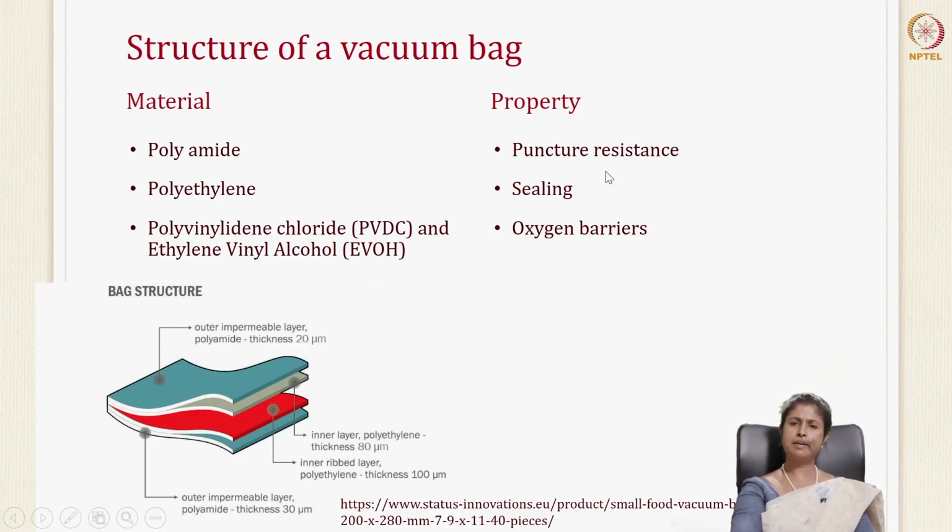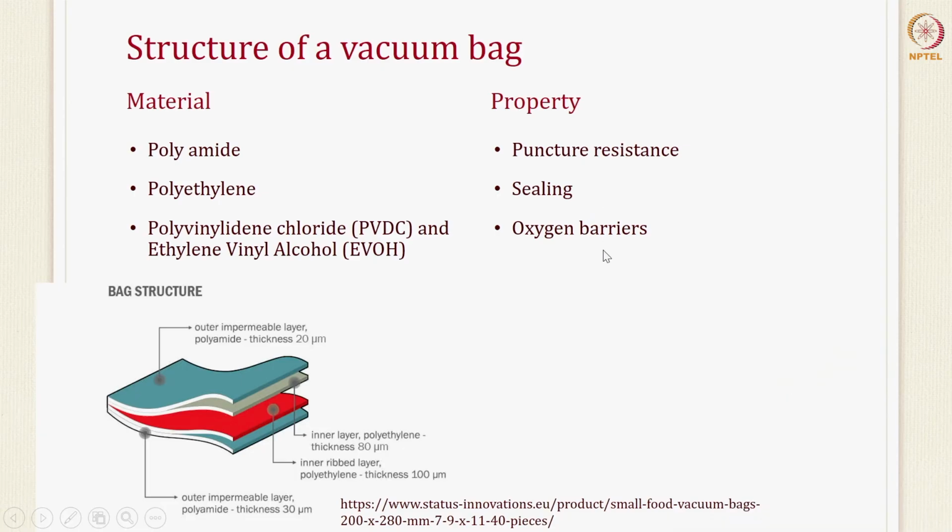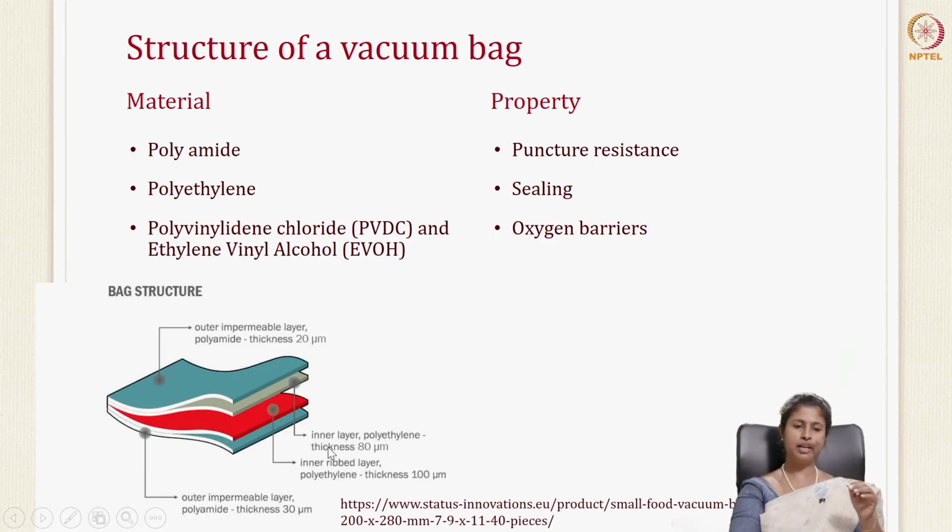Property wise, these are puncture resistant, have good sealing properties, and they are an oxygen barrier, which is the most important property of these materials. If this picture is clear, the outer layer is the impermeable layer of polyamide. It has a thickness of around 20 micrometer. Inside that polyamide layer, you will have an inner layer of polyethylene, which has a thickness of around 80 micrometer. This can also be an inner ribbed layer of polyethylene itself of thickness 100 micrometer.